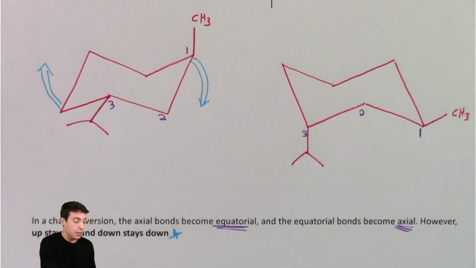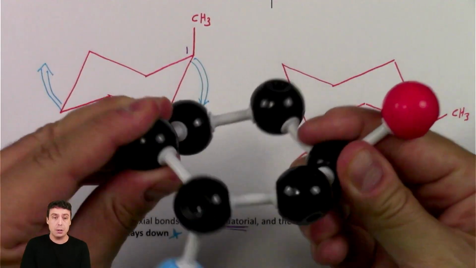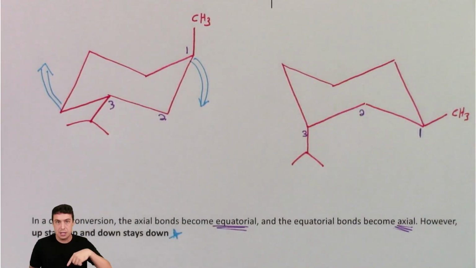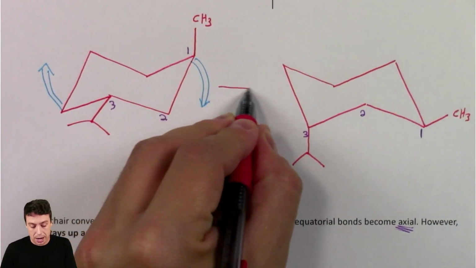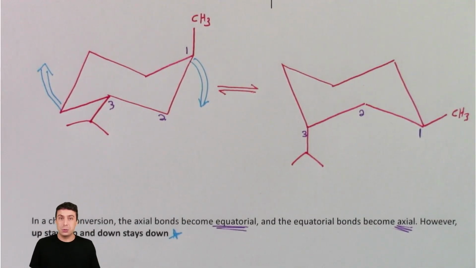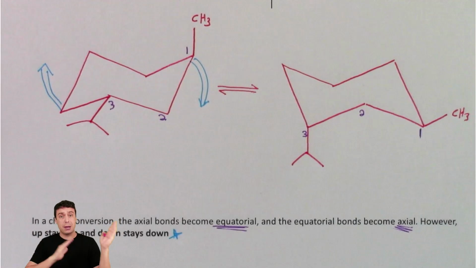And here's the thing. This chair is constantly going back and forth and back and forth, just like alkanes were constantly rotating about their axes. So the idea is these two chairs are actually in equilibrium with one another. Right now, we're not going to get into which one is more favorable. We'll do that a little bit later. But those chairs go back and forth and back and forth.